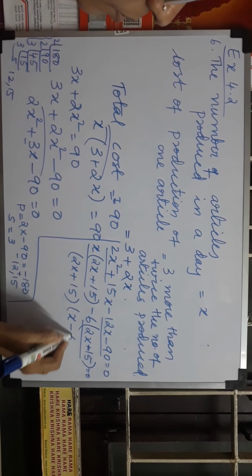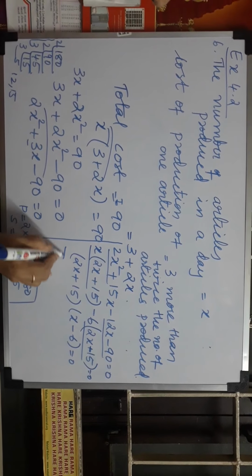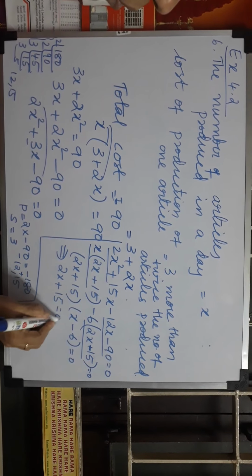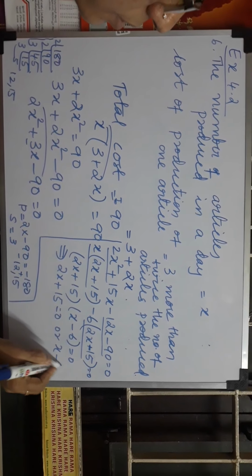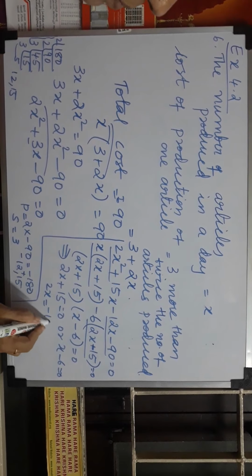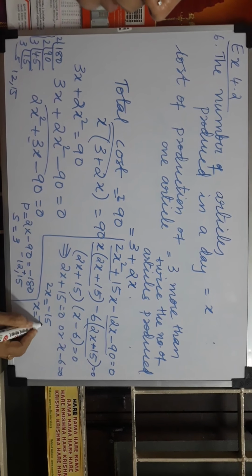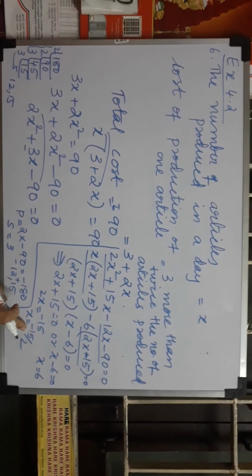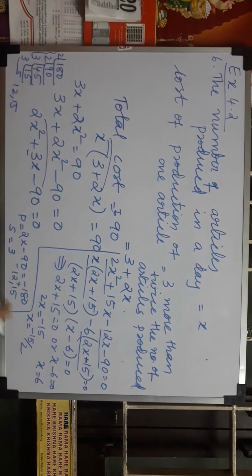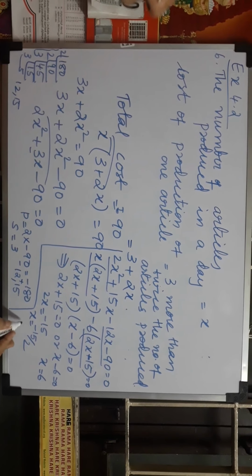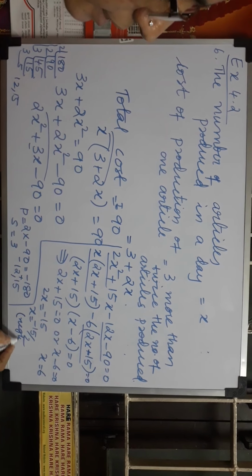From this we can take either 2x plus 15 is equal to 0 or x minus 6 is equal to 0. So 2x plus 15 is 0 means 2x is minus 15, so x is equal to minus 15 by 2. Here x is equal to 6. x is equal to minus 15 by 2 is neglected. Why? Because x is the number of articles, and the number of articles can never be negative. So it is neglected, and x is equal to 6.